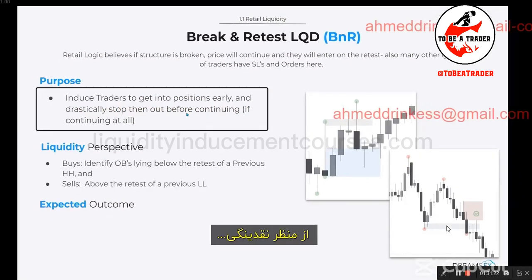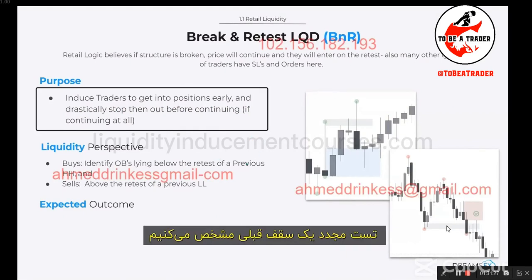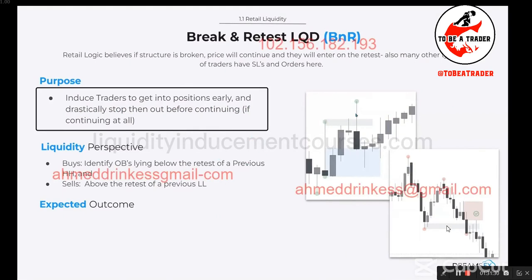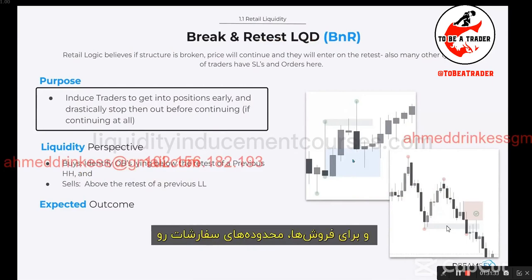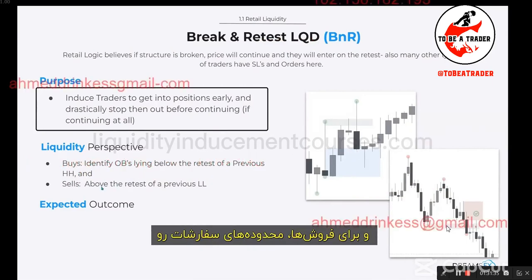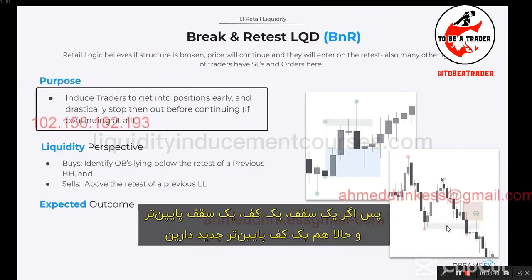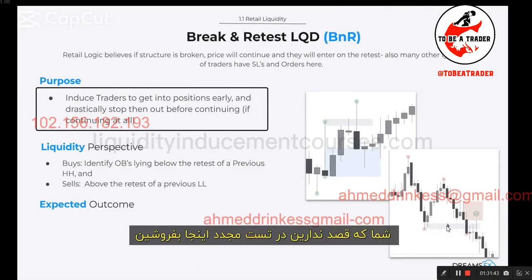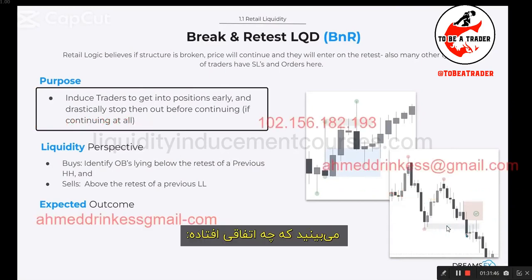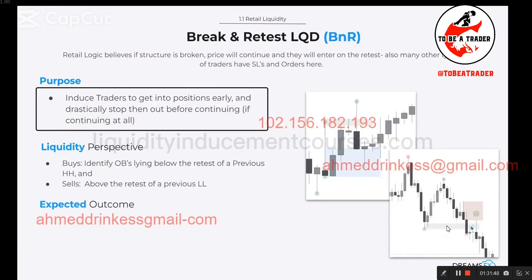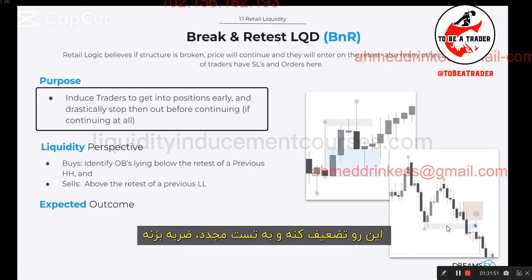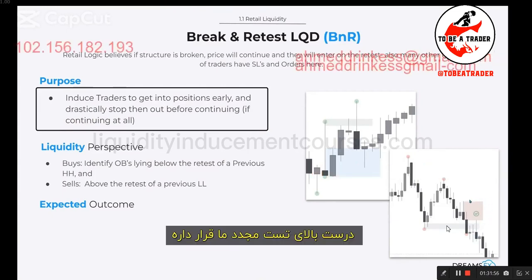From a liquidity perspective, we identify the order blocks below the retest of a previous high. So below the retest of here, we identify an order block. And for sells, we identify order blocks above the retest of a previous lower low. So if you have a high, a low, a lower high, and then you have a new lower low, you don't want to sell on the retest of this right here. You see what happened. Price came to mitigate this or tap that retest, gave a small reaction, but then came up to the order block right above our retest, and then ended up going lower.